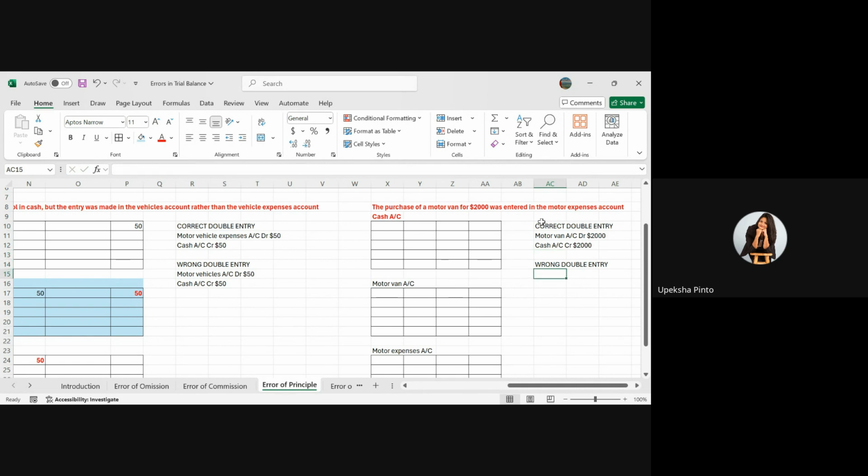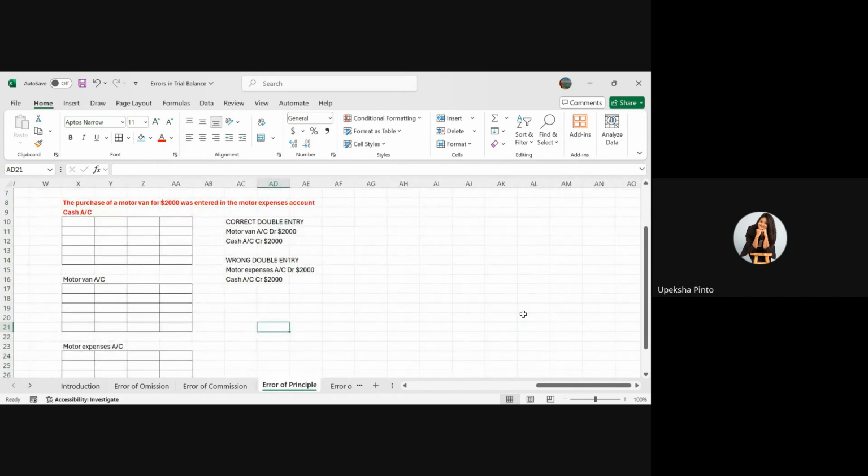But I have made a mistake. Instead of putting it into the motor van, the purchase of a motor van for 2000 was entered in the motor expenses account. So instead of using motor van, I have used the motor expenses account and debited that 2000. Cash is the same, I have credited cash by 2000. There is nothing wrong there. Then how do you correct it?